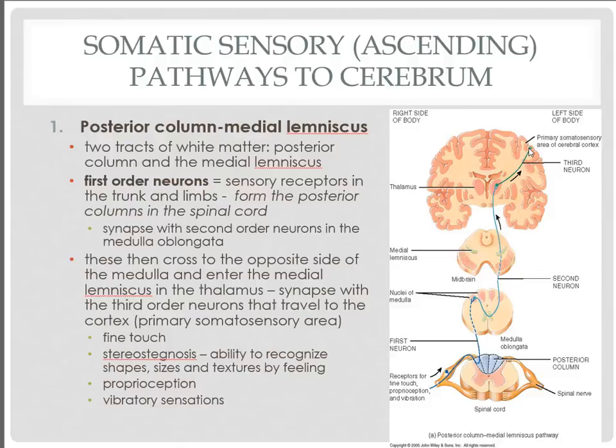So what types of sensory information are utilized? Fine touch, stereognosis, which is our ability to recognize shapes, sizes, and textures, and then proprioception and vibratory sensations. That type of somatosensory information typically follows this path.